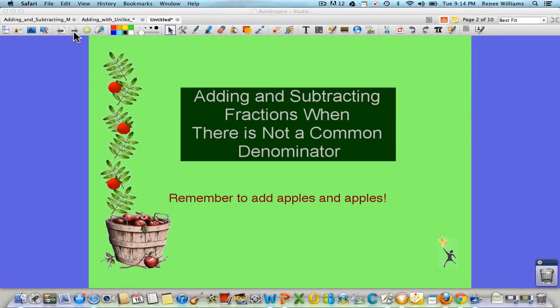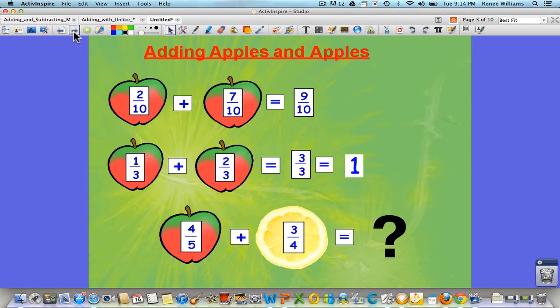Hi, today we're going to be looking at adding and subtracting fractions when there's not a common denominator. Now, back in elementary school, we started looking at adding fractions, but the denominators were always the same. Like this one, 2/10 and 7/10, where 2 plus 7 is 9, and we keep the denominator the same. We might have seen something like this, where 1/3 plus 2/3 is 3/3, which gives us a whole of 1.